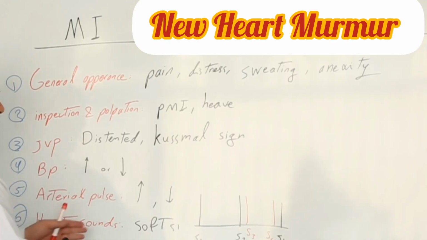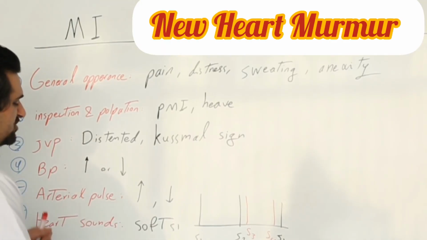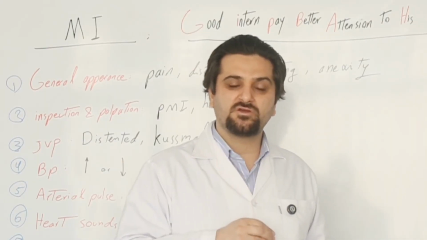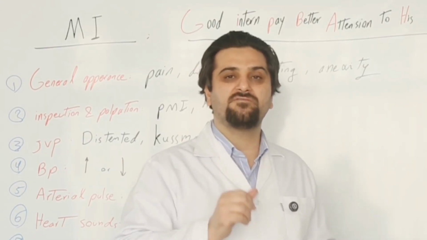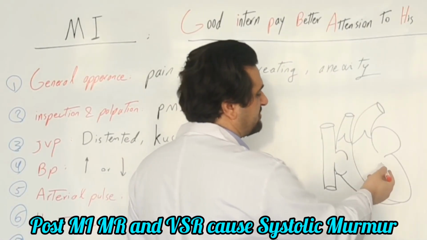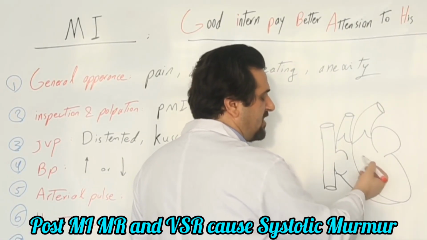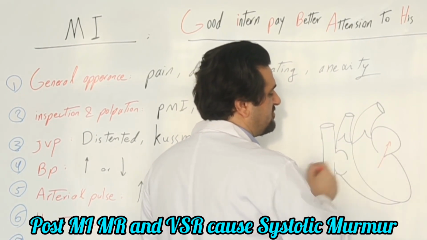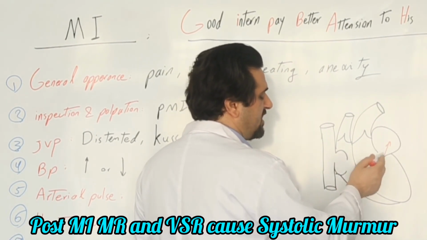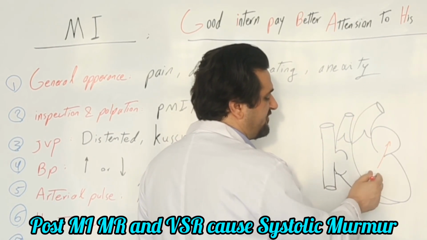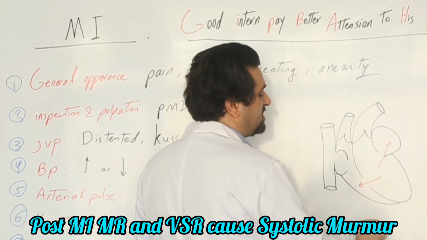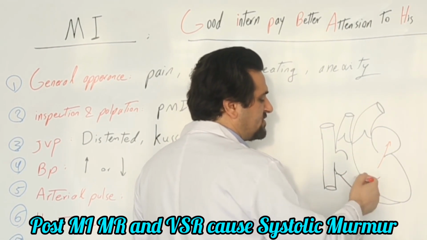In a patient who has an MI, a new murmur may be heard on auscultation. This new sound could be due to mitral regurgitation, or it could be a result of mechanical complications of MI, such as rupture or tearing of the papillary muscle, leading to mitral regurgitation and the creation of a systolic murmur. Alternatively, following an MI, the patient may develop a VSR or ventricular septal rupture, allowing blood to flow from the left ventricle into the right ventricle, resulting in a holosystolic murmur.